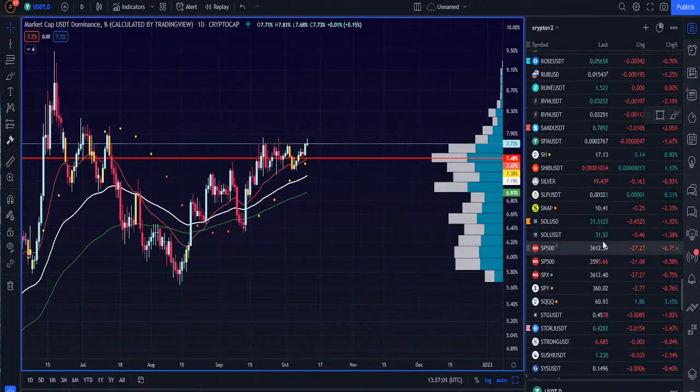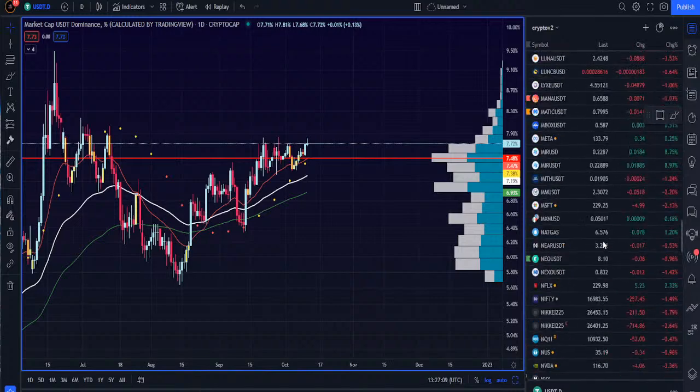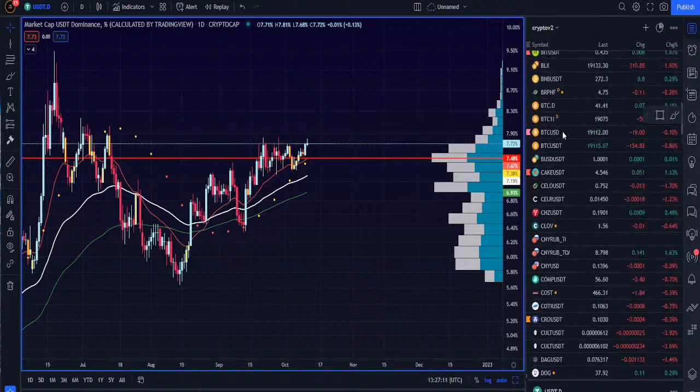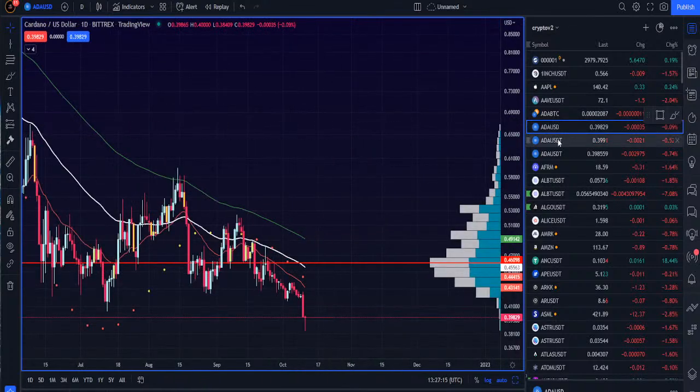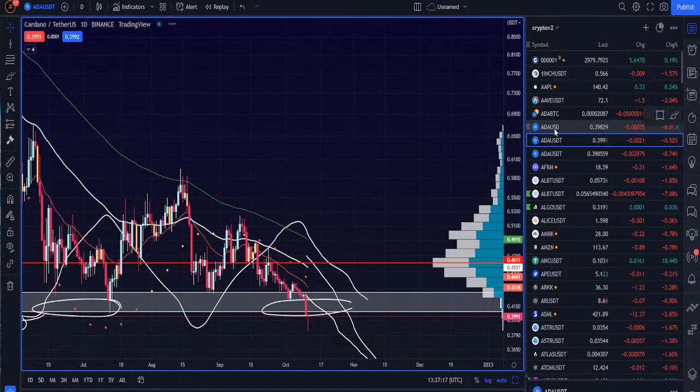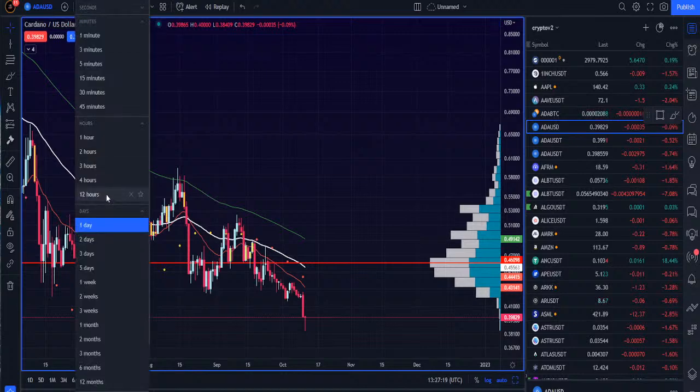Now I'm going to continue talking about some altcoins. If you have any altcoins, just let me know. I already talked about Cardano. Let me show you Cardano on the 1-day chart. I want to finish the technical analysis for Cardano. Bittrex here. Okay, 1-day chart.